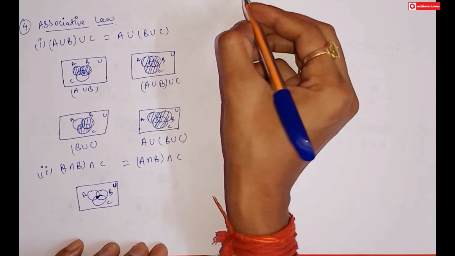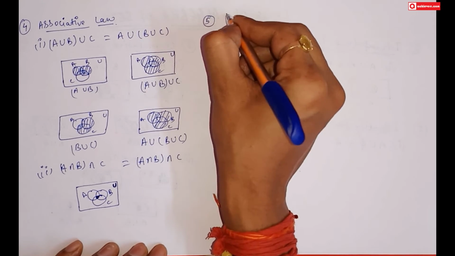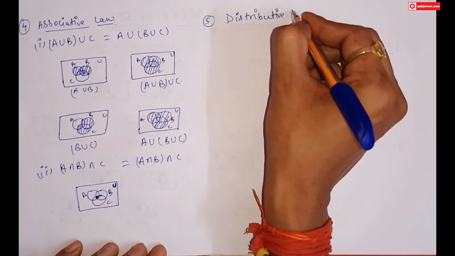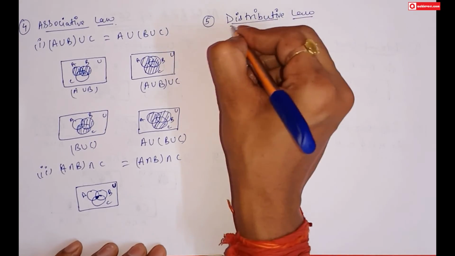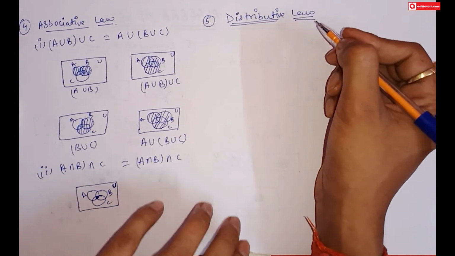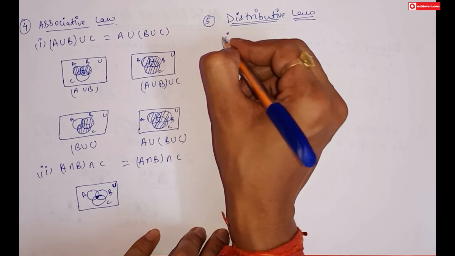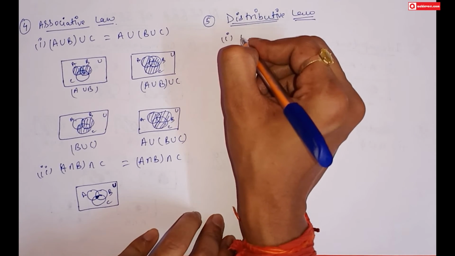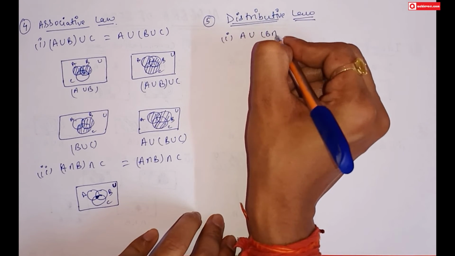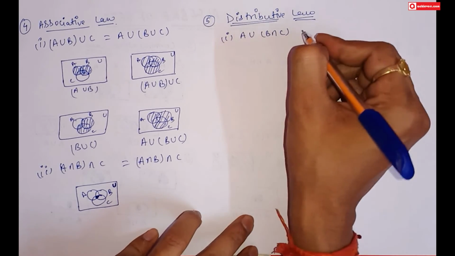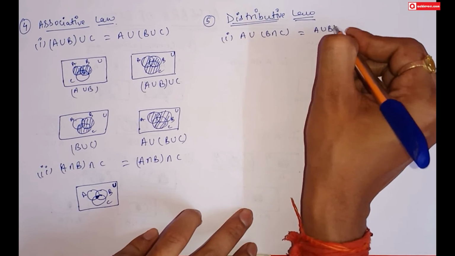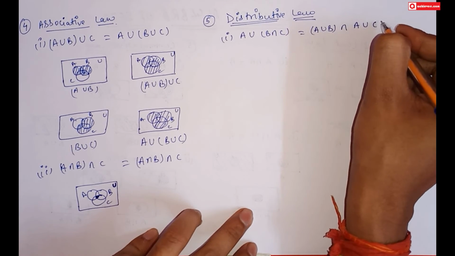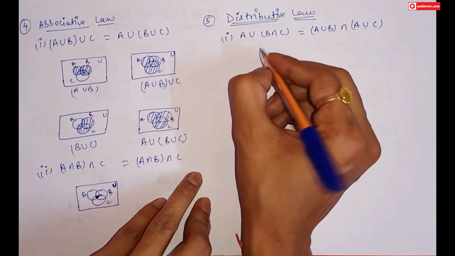Now the next one is distributive law. So what is distributive law? This will include the intersection and union part at the same time. A union (B intersection C) is equal to (A union B) intersection (A union C). So we can prove this by Venn diagram.